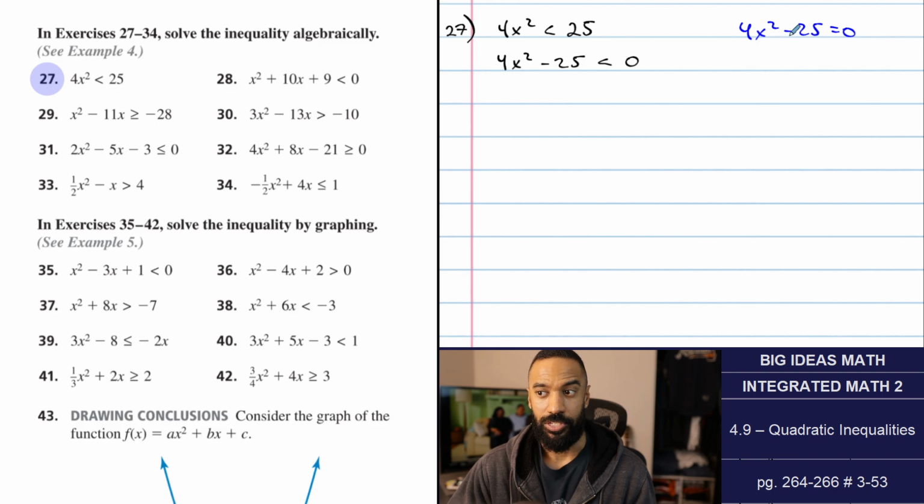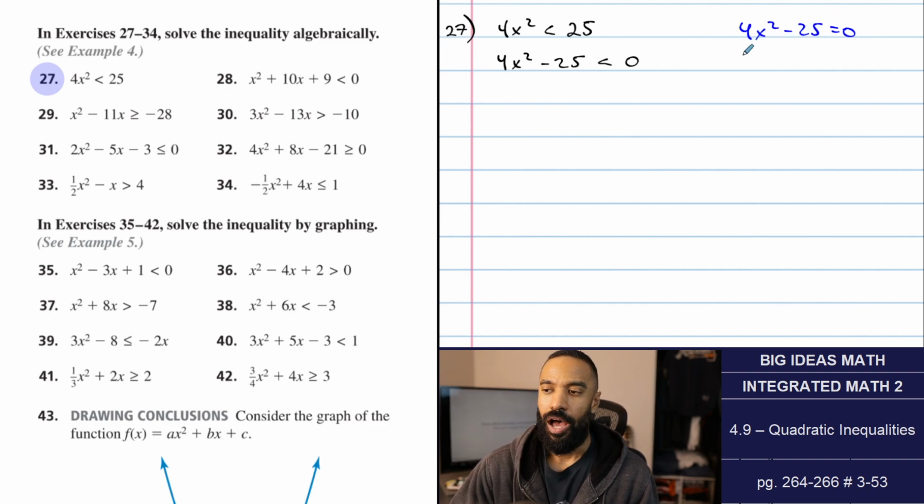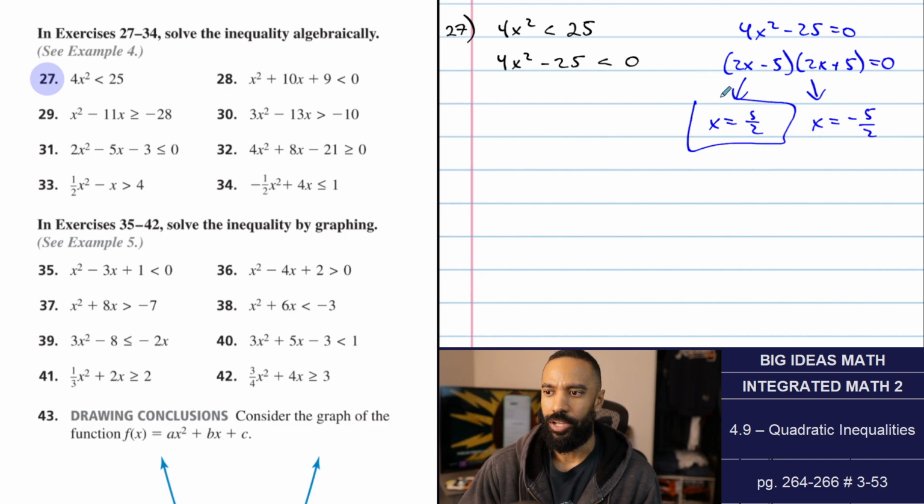And then I'm going to solve this. Now, this is actually, I could solve using square roots. I could add 25 back over. This is actually factorable: 2x minus 5 times 2x plus 5. It's a difference of 2 squares. And then your two x-intercepts are 5 halves and negative 5 halves, plus or minus 5 halves, 2.5s, if you will.